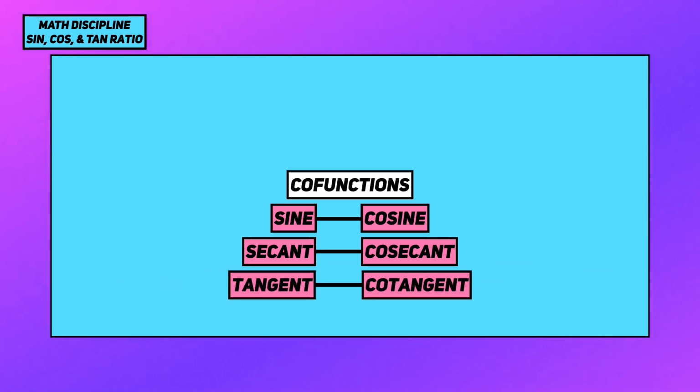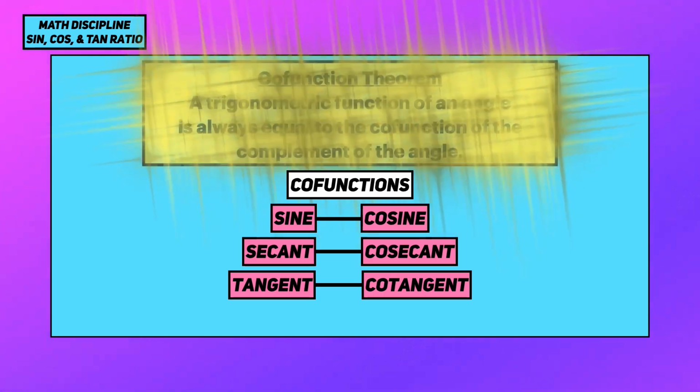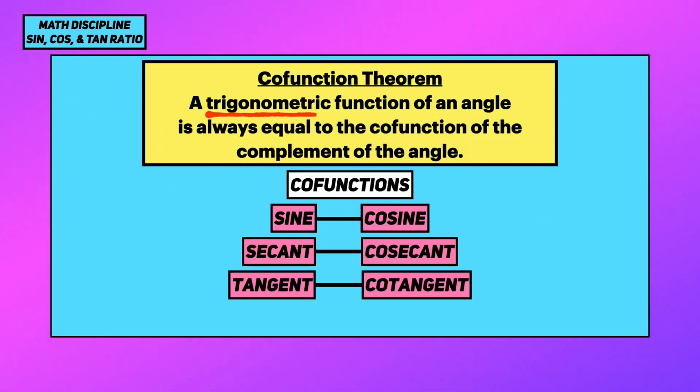Now, what does it mean to be a co-function? The co-function theorem states that a trigonometric function of an angle is always equal to the co-function of the complement of the angle. Let's go to example 3 so we can see what is meant by the co-function of the complement of the angle.